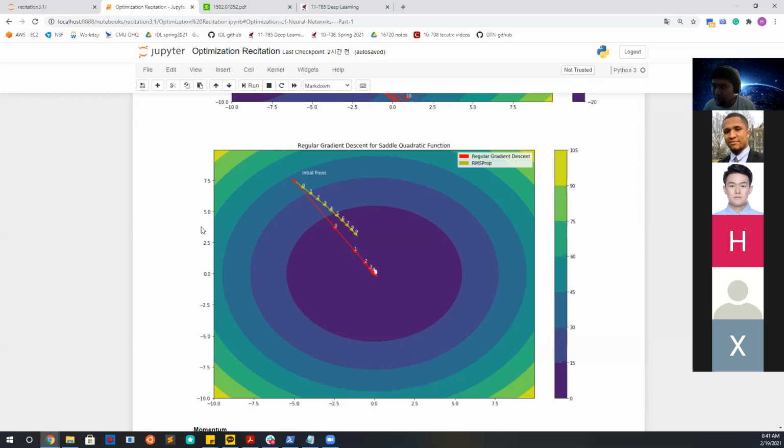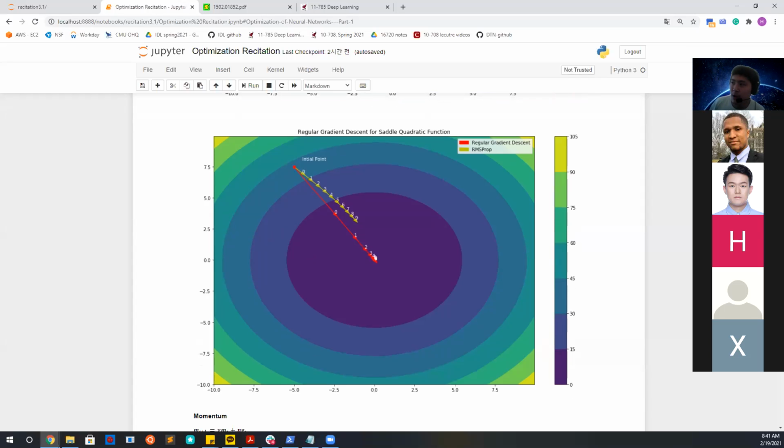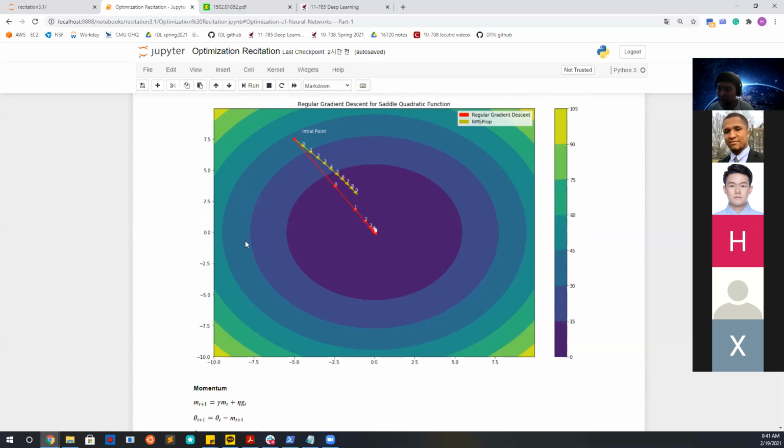So yeah, RMSProp has that downside of slowing down too early when trying to go through a plain surface.